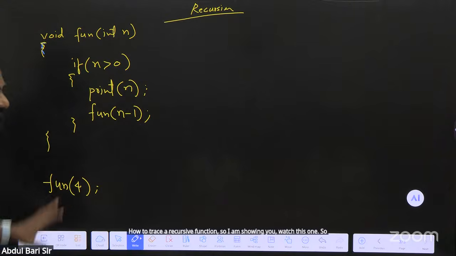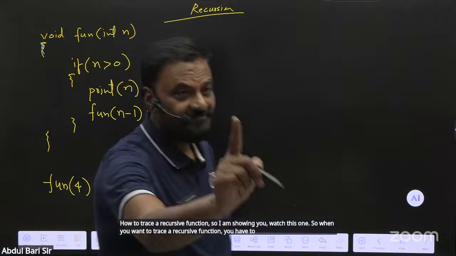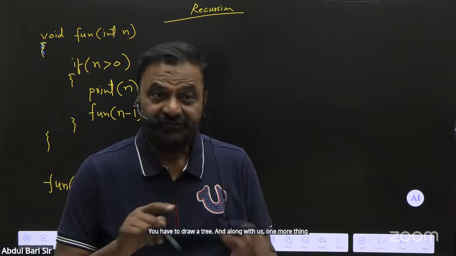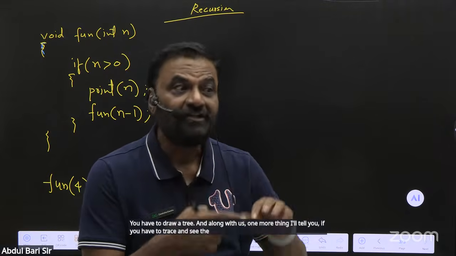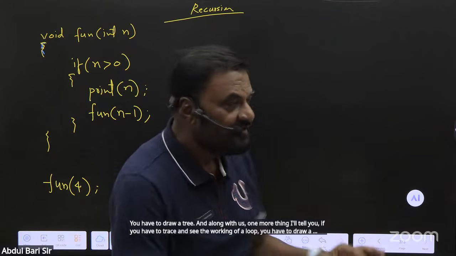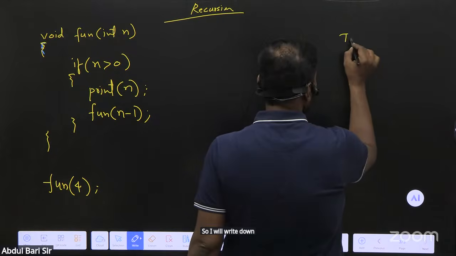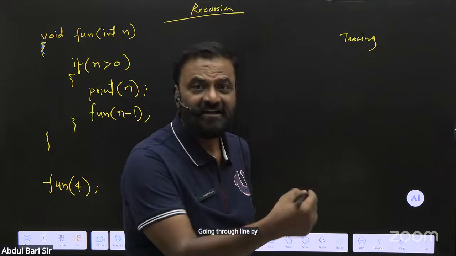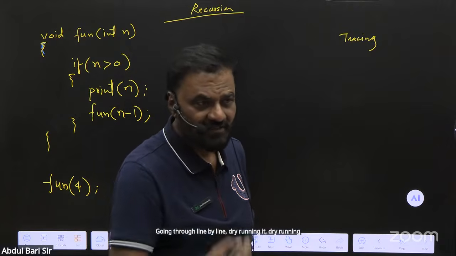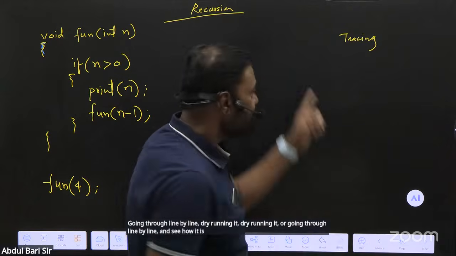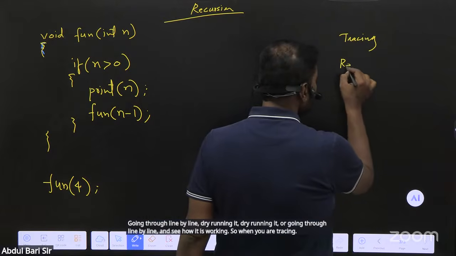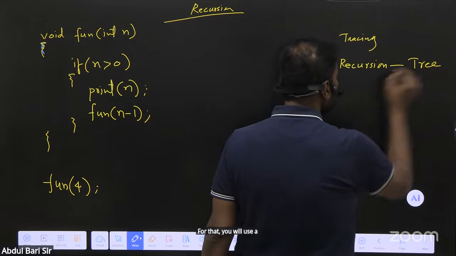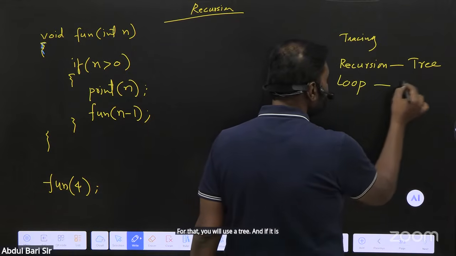When you want to trace a recursive function, you have to draw a tree. And along with that, one more thing I'll tell you. If you have to trace and see the working of a loop, you have to draw a table. So I will write down here. Tracing means going through line by line, dry running it, and seeing how it is working. So when you are tracing recursion, for that you will use a tree. And if it is a loop, then you'll use a table.